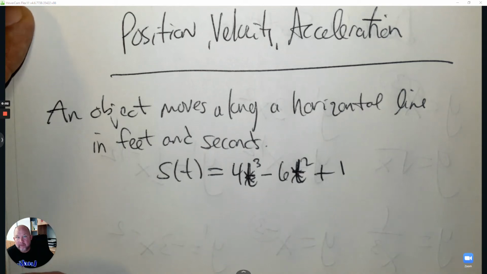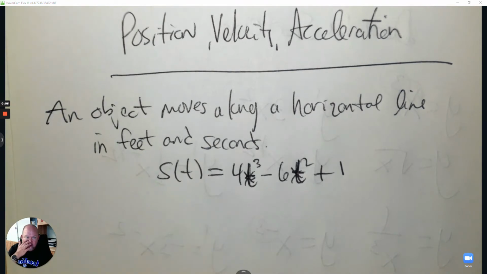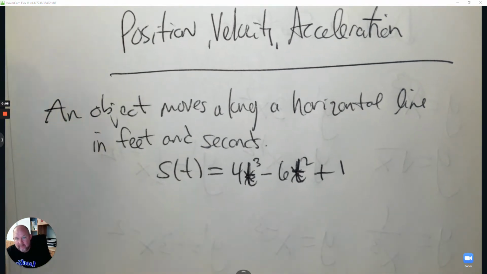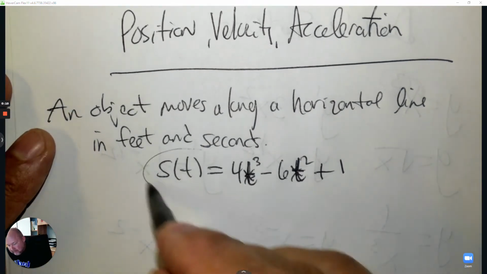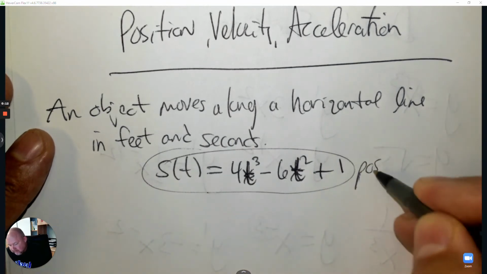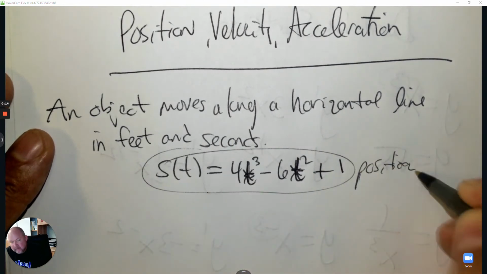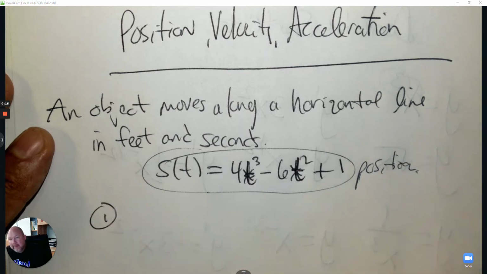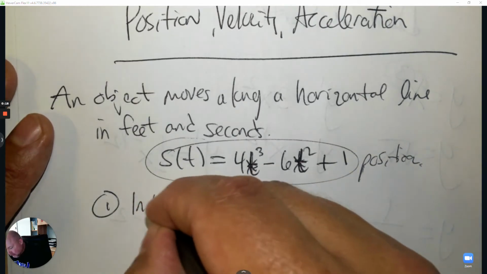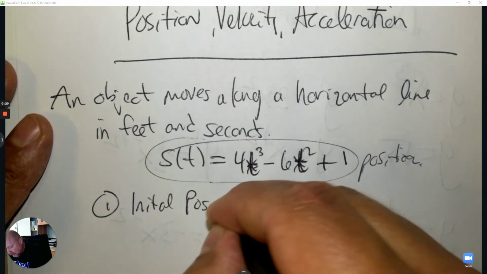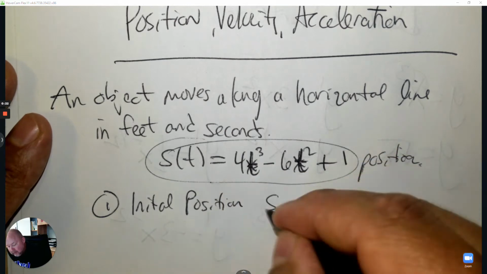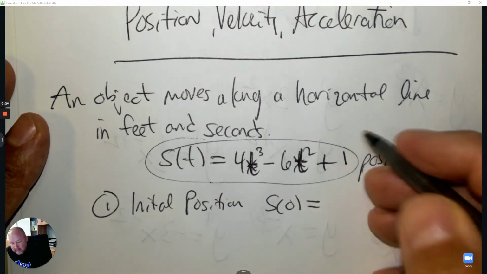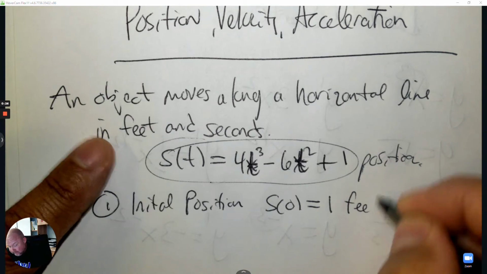All right, here's a quick review on position, velocity, and acceleration. So an object moves along a horizontal line in feet and seconds, and you're given a position equation. Here's the position. And then you have to answer some questions. So if you're asked for the initial position, all you do is plug in 0, and you get your answer. In this case, it's 1 feet.